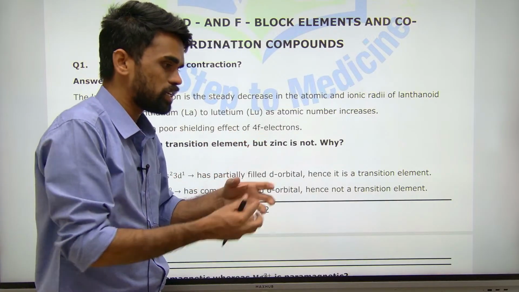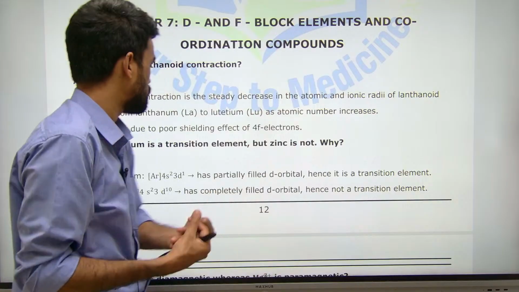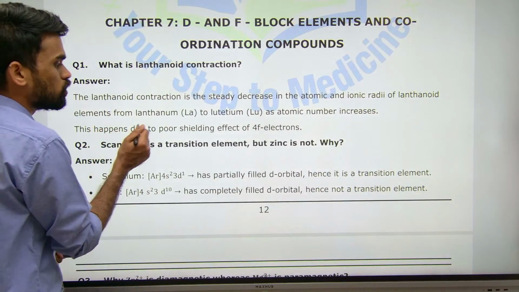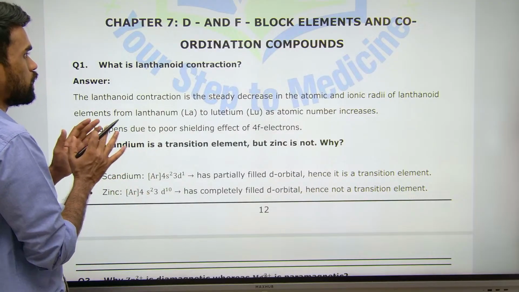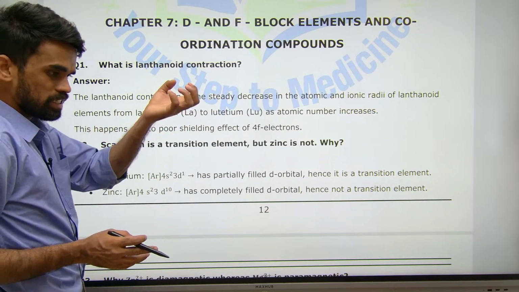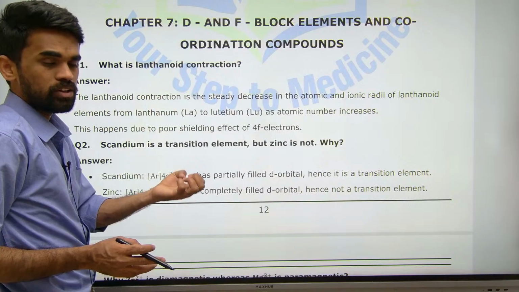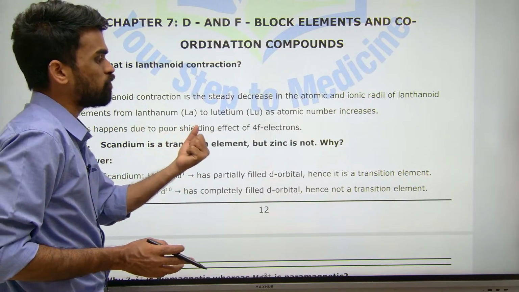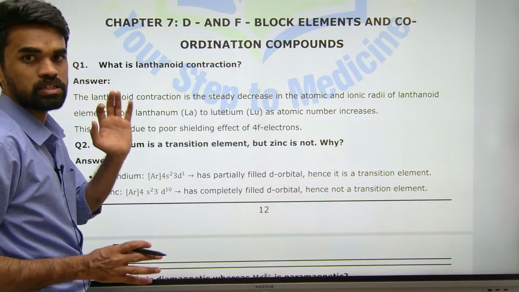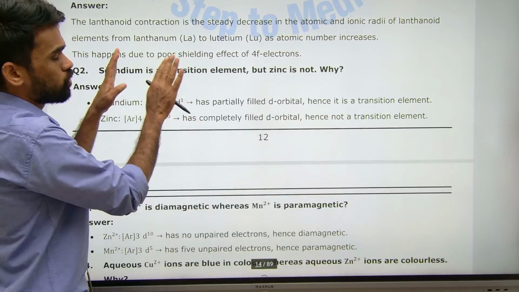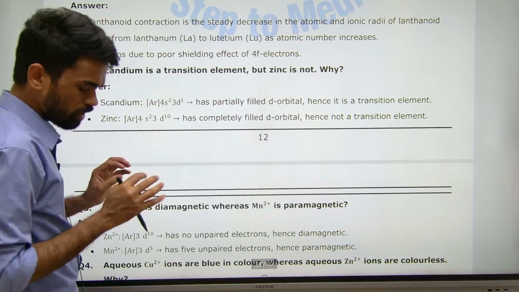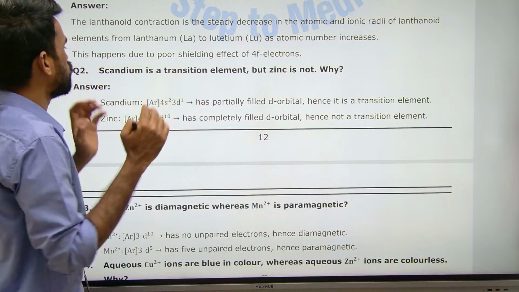So due to that reason, the size decreases. You can see this is due to poor shielding of f orbital electrons. So what is lanthanide contraction? The steady decrease in the size due to poor shielding of f orbital electrons. Okay, that's it. This is about the lanthanide contraction. So you write it in a smoother manner. Now let us go for the next question.